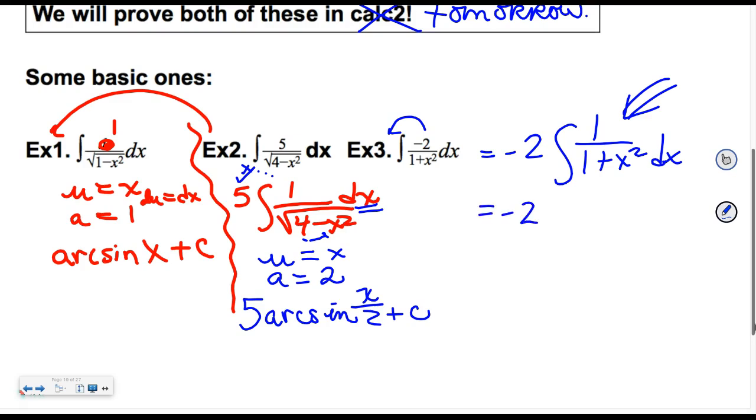This is just negative 2 arctan. And if you want to think of it as u analysis, 1 over a arctan u over a, it'd be 1 over 1 arctan u over 1. It still works itself out.